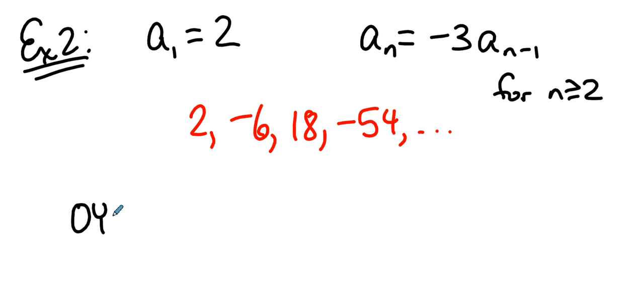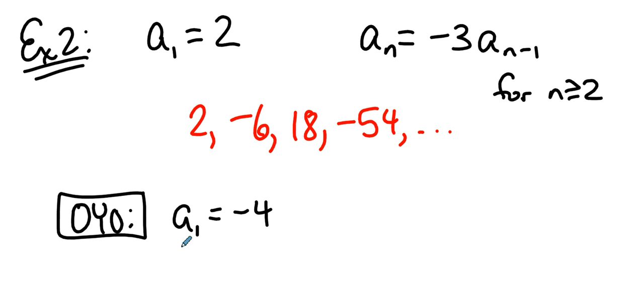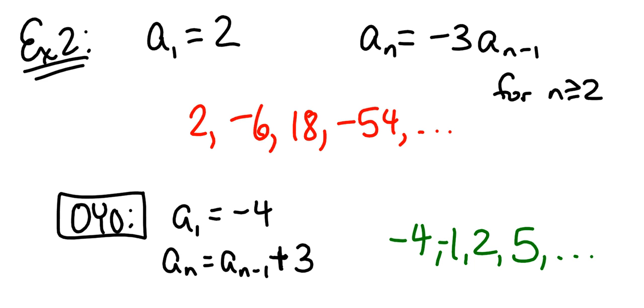You may find it interesting to try one on your own. Let's suppose that a sub 1 is negative 4 and a sub n is a sub n minus 1 plus 3. Let's write out the first few terms of that sequence. Hit the pause button, see if you can write out the first few terms. Well, there they are: negative 4, plus 3, plus 3, plus 3. This is an arithmetic sequence generated by recursion.